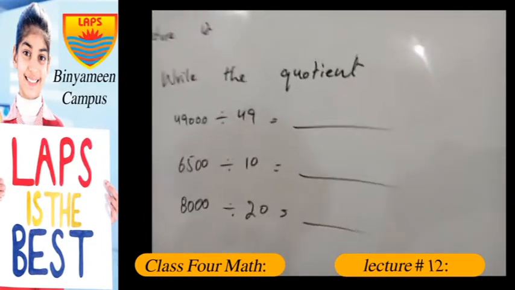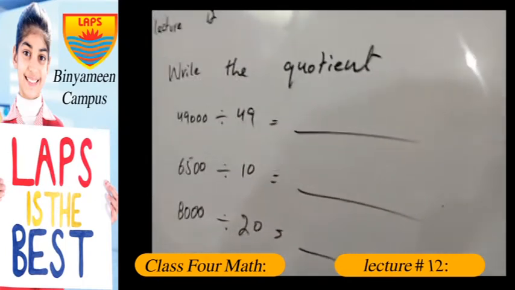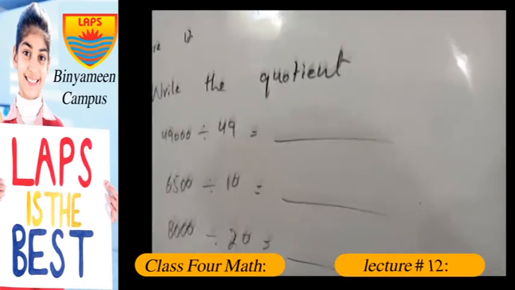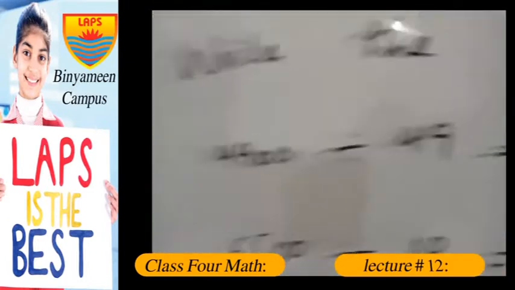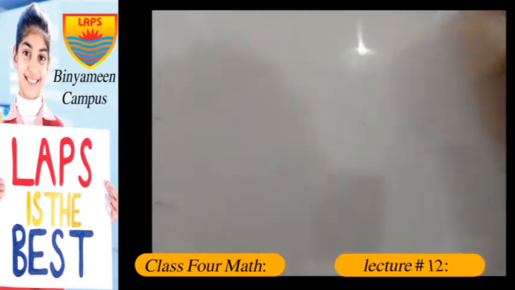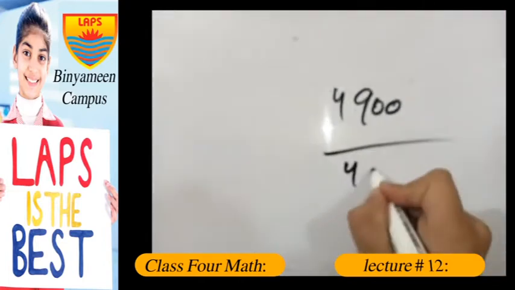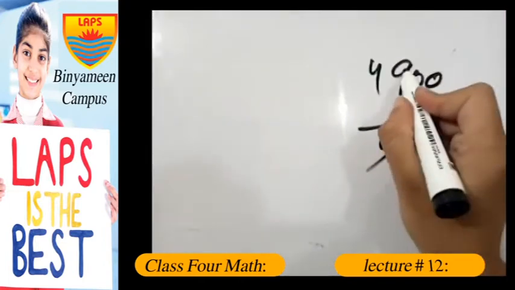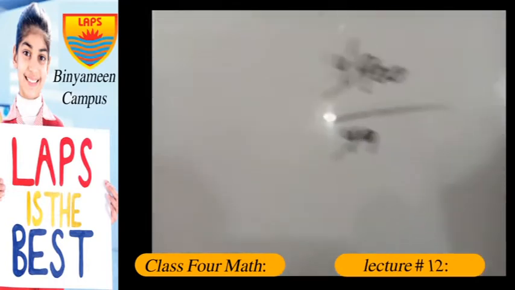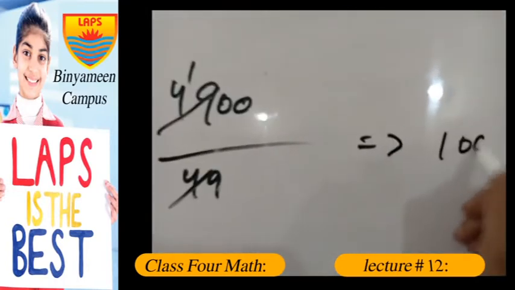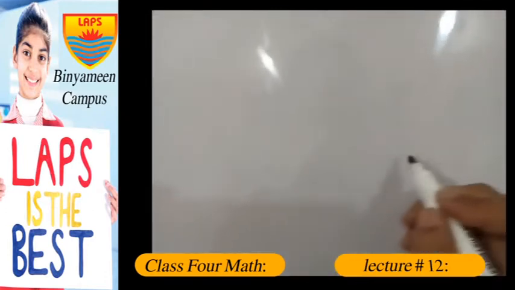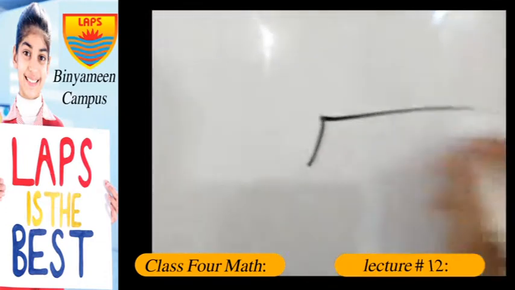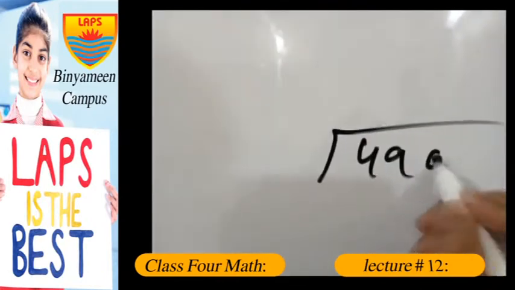Like the first one, you can see it says 4,900, and we have to divide 4,900 by 49. So 49 ones are 49, so the answer will be 100. You can solve it like this, and if you find any difficulty solving it like this, you can solve it like that too.